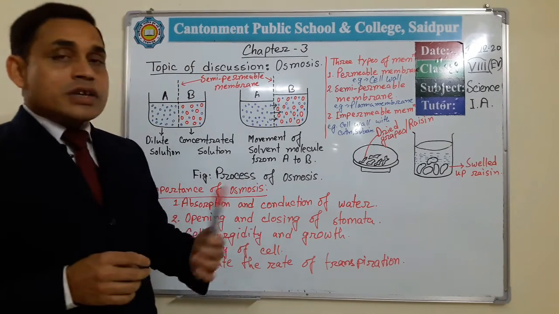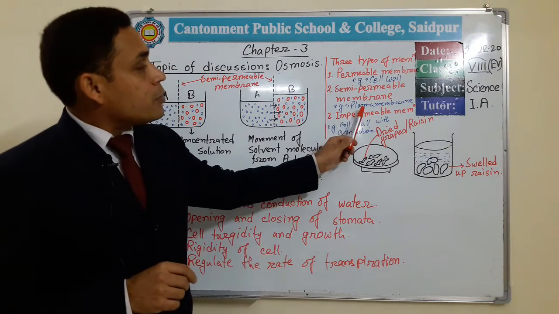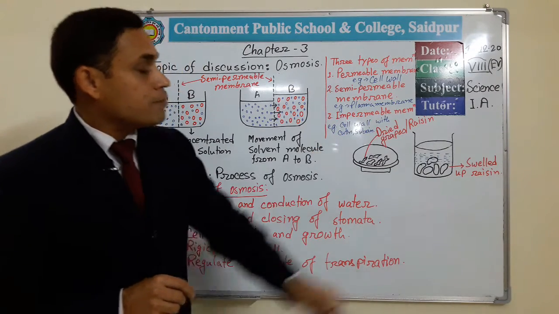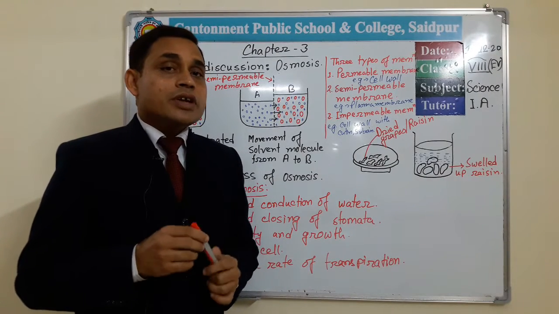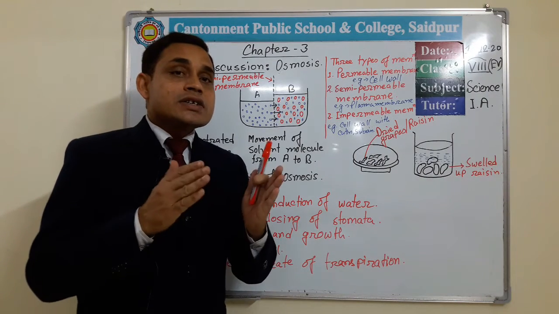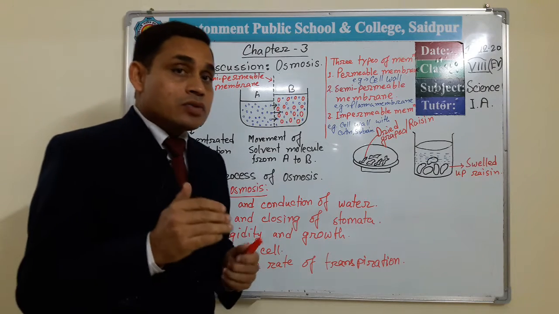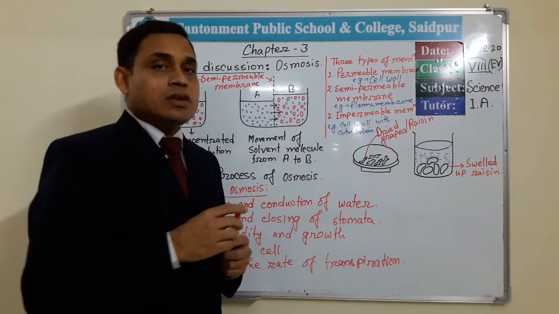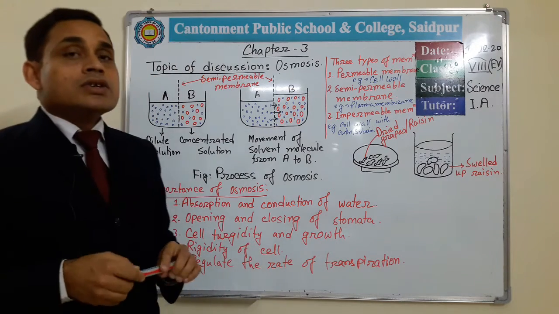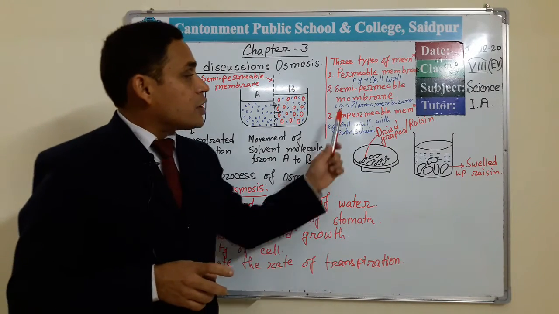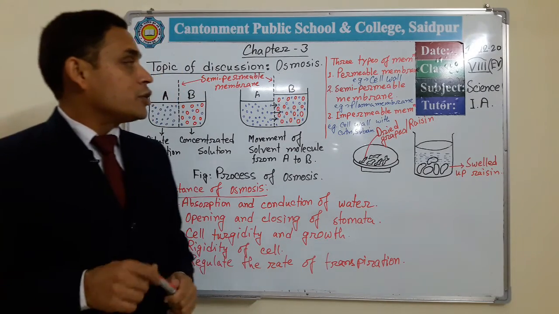What is the example of semi-permeable membrane? The example is the plasma membrane. So what is plasma membrane? As you know, it is the membrane which covers the cell in case of animal cell, and the membrane which remains just below the cell wall in case of plant cell. This plasma membrane is semi-permeable membrane, and it only allows the solvent molecule to pass.